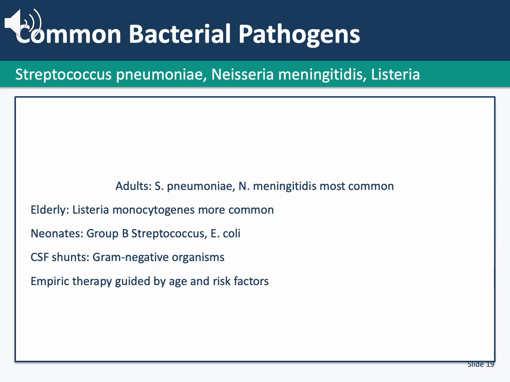The most common bacterial causes of meningitis vary by age and risk factors. In adults, Streptococcus pneumoniae and Neisseria meningitidis are the most common causes. Listeria monocytogenes is more common in elderly patients and immunocompromised individuals. Gram-negative organisms such as Escherichia coli and Klebsiella pneumoniae are more common in neonates and patients with CSF shunts. Group B Streptococcus is common in neonates.